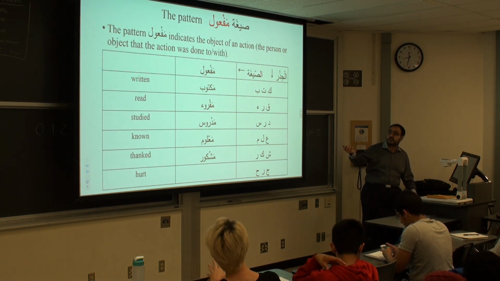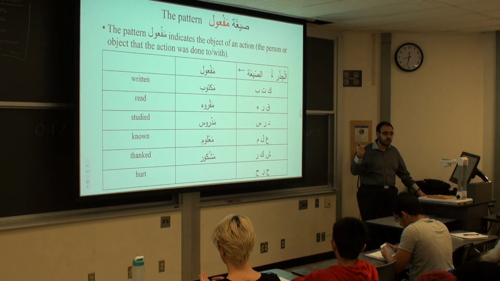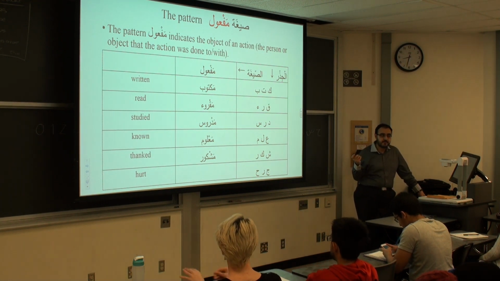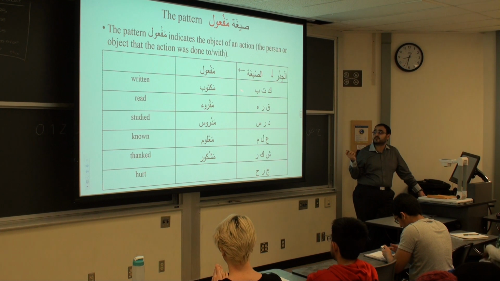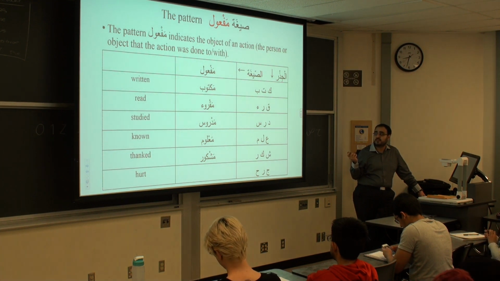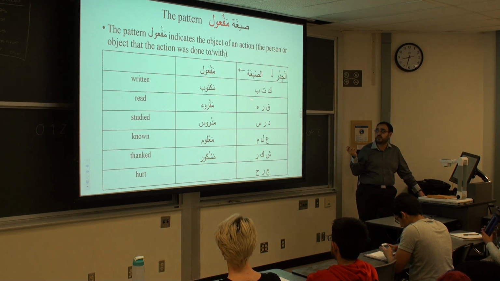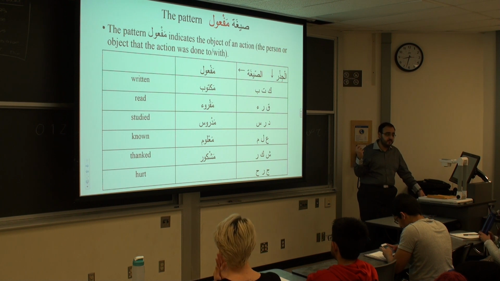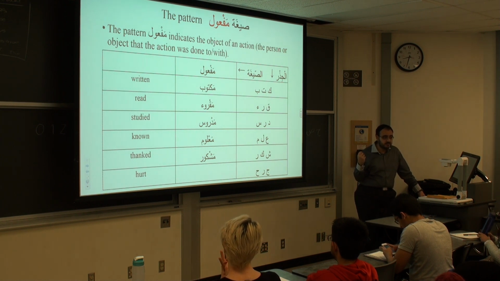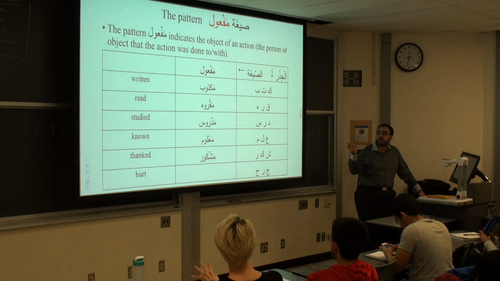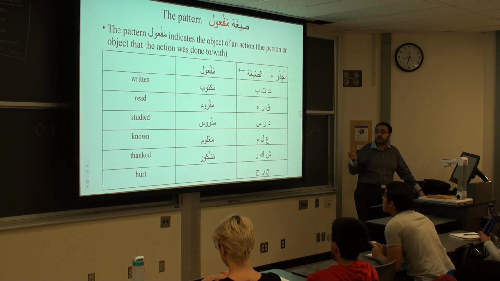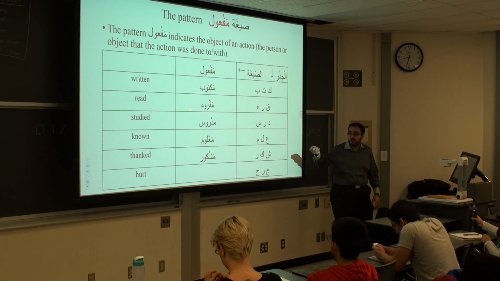Maqru. Okay, how do we form this word? First we put the qaf, ra, hamza into the form of fa'ala. Exactly. So we replace the fa with the qaf, the ayn with the ra, and the lam with the hamza. Second, we turn it to the form of maf'ul. So you basically add the mim with the fatha, the sukun, and the waw. So it will be maqru.